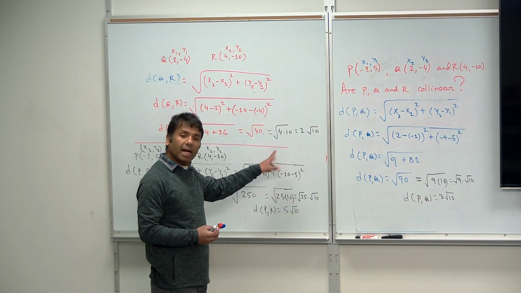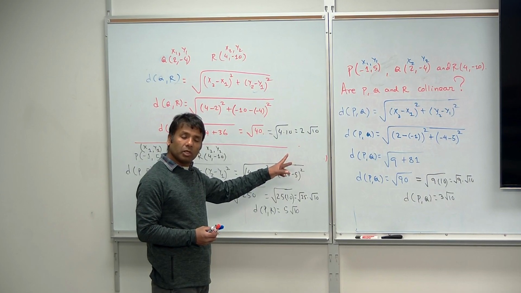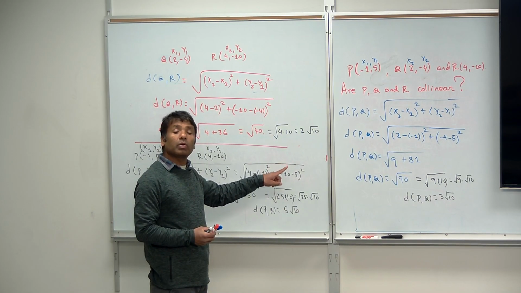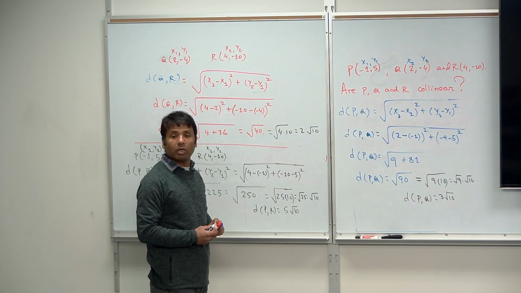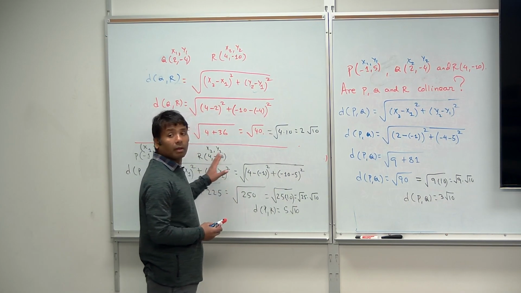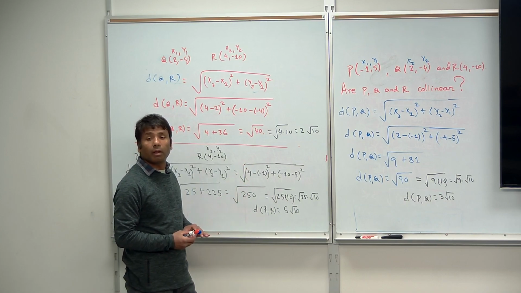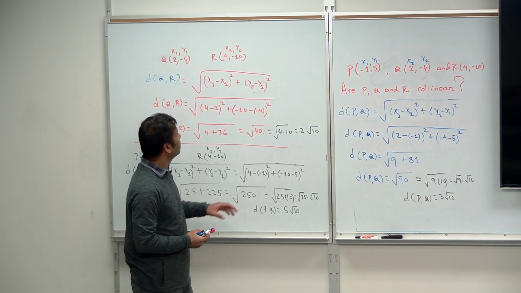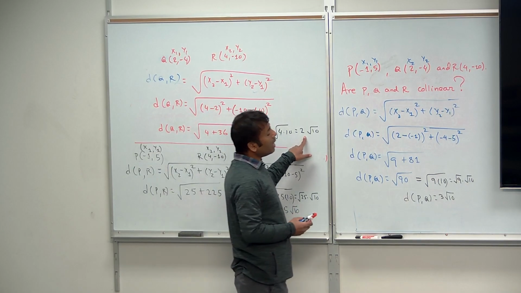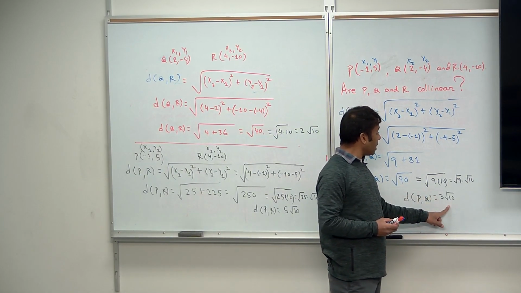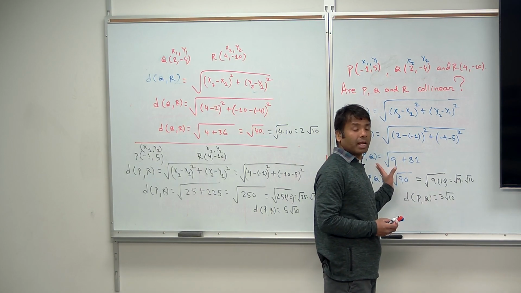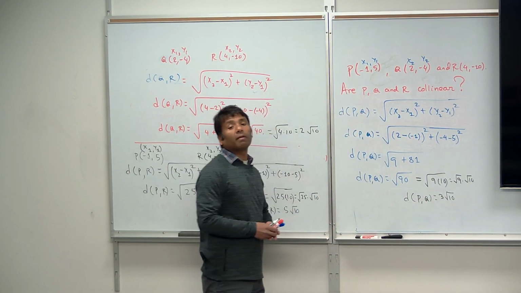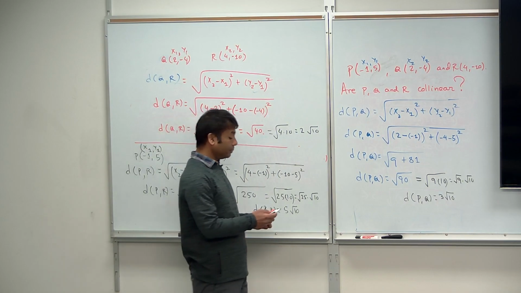If we add any 2 of the distances, does it equal the distance between the remaining pair of points? Yes? What did you see? 3 radical 10 plus 2 radical 10. Exactly. If we add 2 radical 10 and 3 radical 10, or 3 radical 10 with 2 radical 10, that will give you what? 5 radical 10. So you see that?